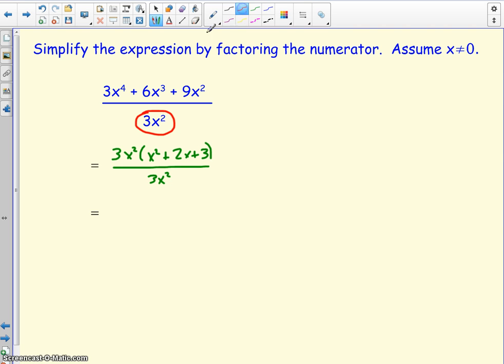So the nice thing now is once we have those factored out, the 3x squared up here and the 3x squared here cancel, and you're just left with x squared plus 2x plus 3. And that's about as far as we can take it.